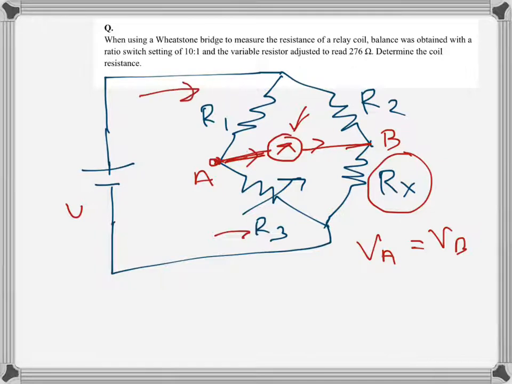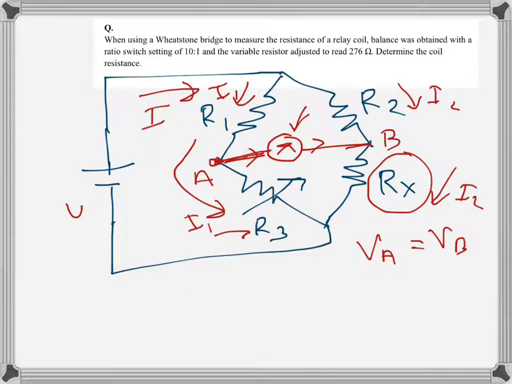So let's say the current here is I, and this current is I1, and when balance is achieved, this I1 will go through this branch as well. Similarly, let's say this current is I2, and that will go through this one as well, because there is no current in that red branch, the branch which has the galvanometer. So since VA and VB are the same, and this is the same node, the voltage drop is I1 R1.